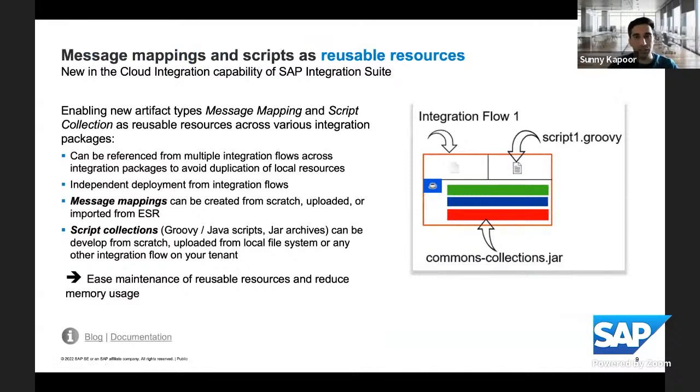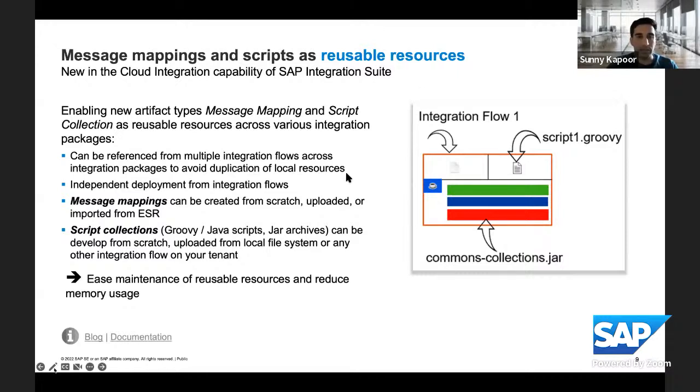Then another innovation in the list is a very important one. Now it allows you to have message mappings and scripts as reusable resources. What we mean by reusable resources is it can now be a first-class citizen, so you do not need to create each message mapping and script inside the integration flow. You can create them outside as reusable artifacts. You can combine multiple scripts, you can combine multiple message mappings and keep them in a central place, and then you can refer to them across packages in your iFlows. So with this, it improves the maintenance, reusability, and at the same time, the memory usage also reduces.